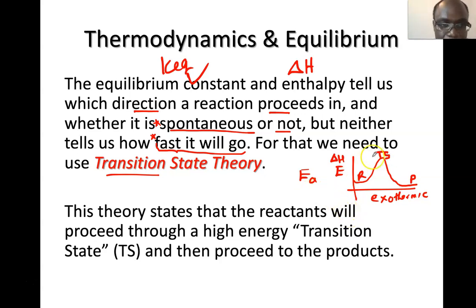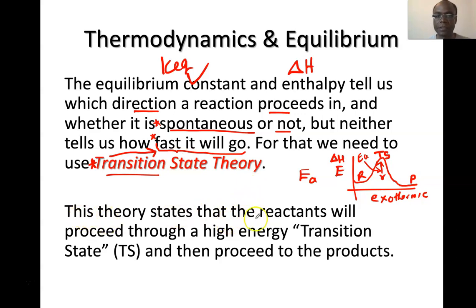So you really have to get up the mountain before you roll down. The energy required to get to your transition state is called the activation energy. The higher the activation energy, the slower the reaction will go. And that's why the transition state theory is important and is effective in letting us know how fast the reaction will proceed.